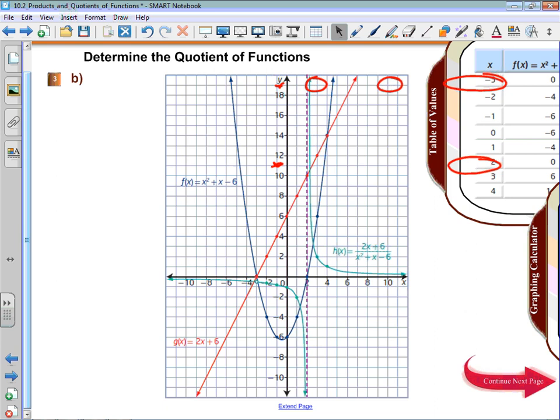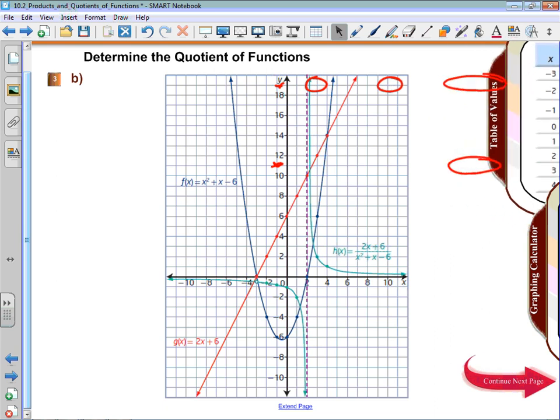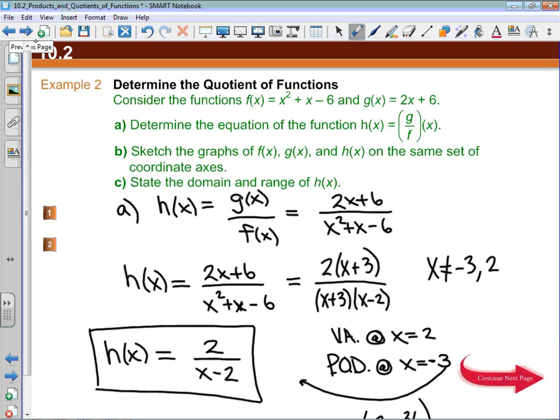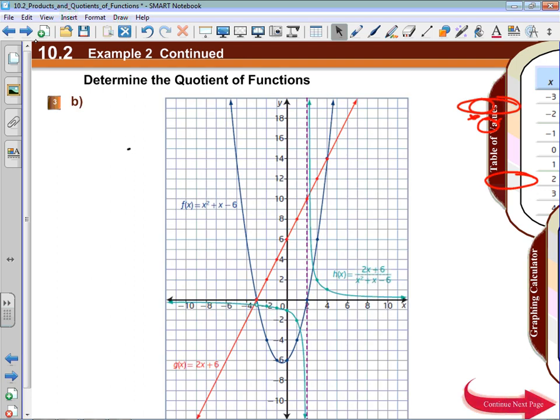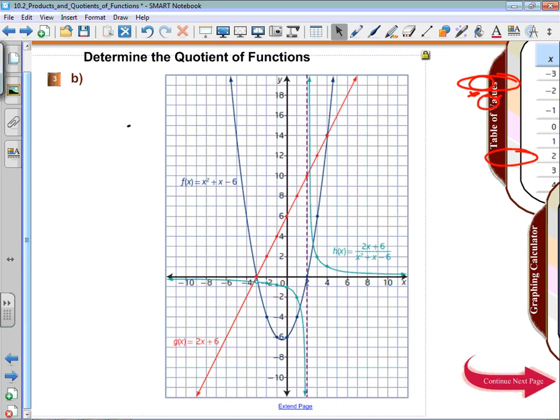What we can do then is use our graph to identify our domain and range. And I'm going to do all three here. Well, I think it just wants h of x. The point on f of x somewhere down here would be very difficult to identify, so we're not going to worry too much about that.